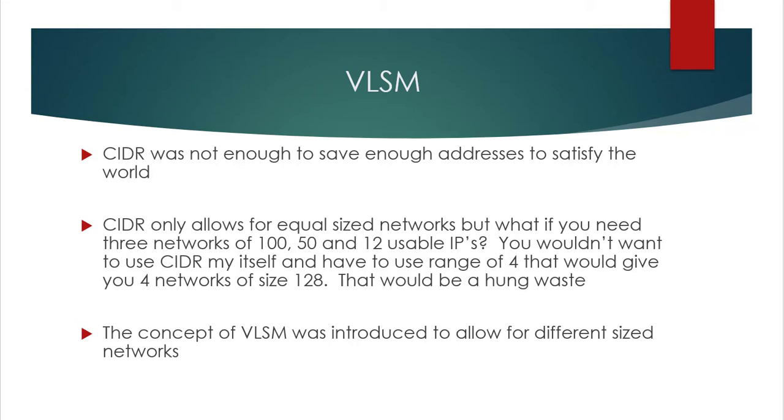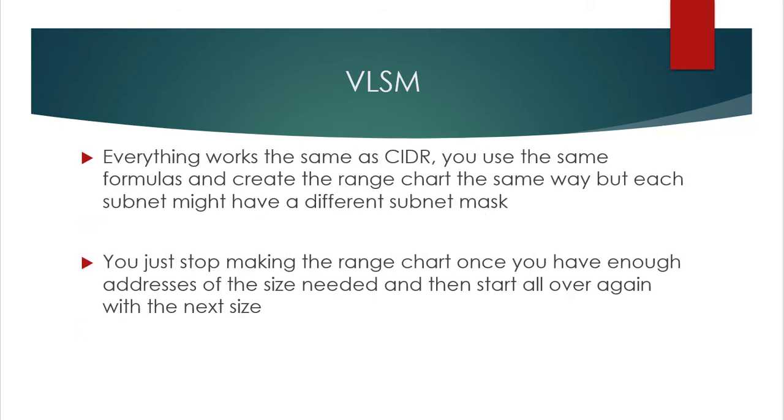So CIDR allows for a network to be divided into equal parts. VLSM allows for a network to be divided into unequal parts. Everything works the same as CIDR. You use the exact same formulas and create the range chart the exact same way, but each subnet might have a different subnet mask. You just stop making the range chart once you have enough ranges for the number of networks that you need. So if I'm subnetting in a class B and I need 3 networks of 100, I would stop after the first 3 in the range chart. If I only need 1 network of 100, I would stop after I have the first range of 100.